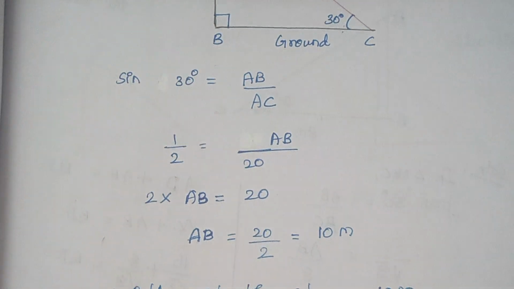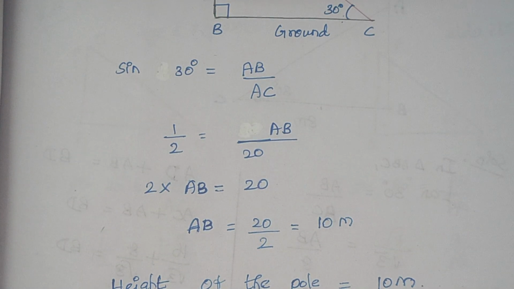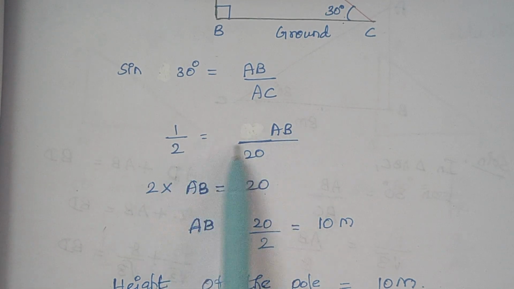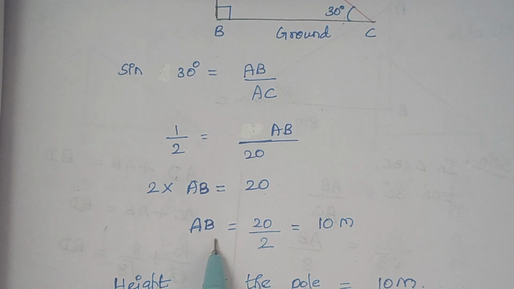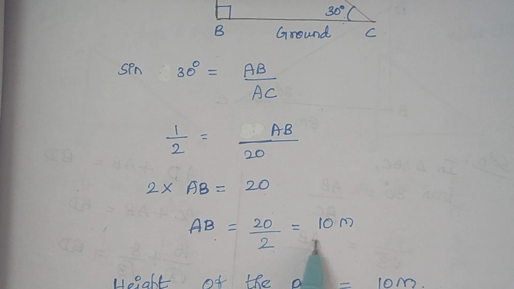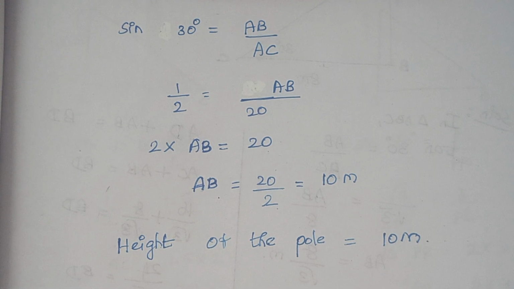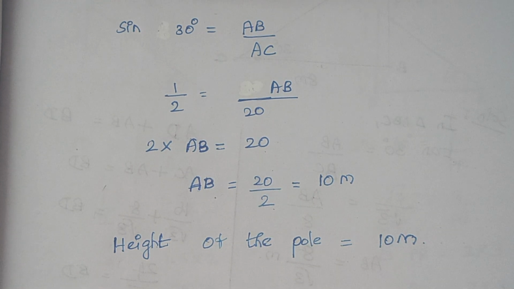So just substitute the values and do a cross multiplication. 1 into 20 is 20, which is equal to 2 into AB. Therefore the value of AB is 20 by 2, which is equal to 10 meter. Therefore the height of the pole is 10 meter.